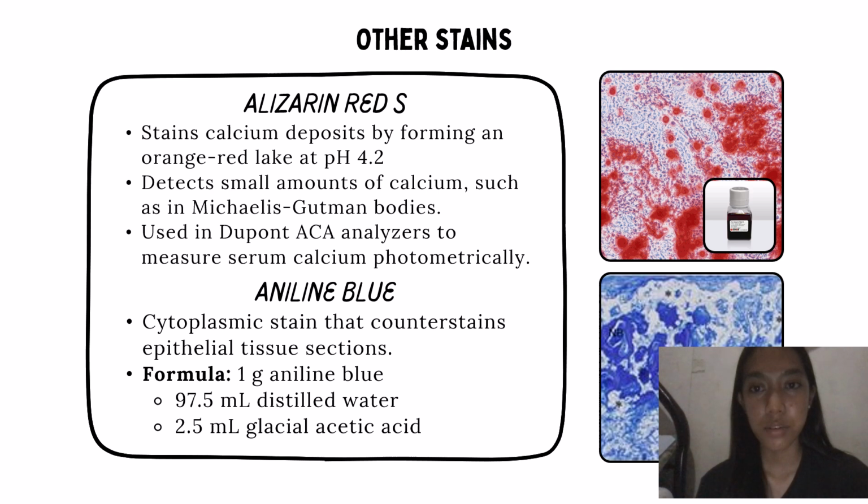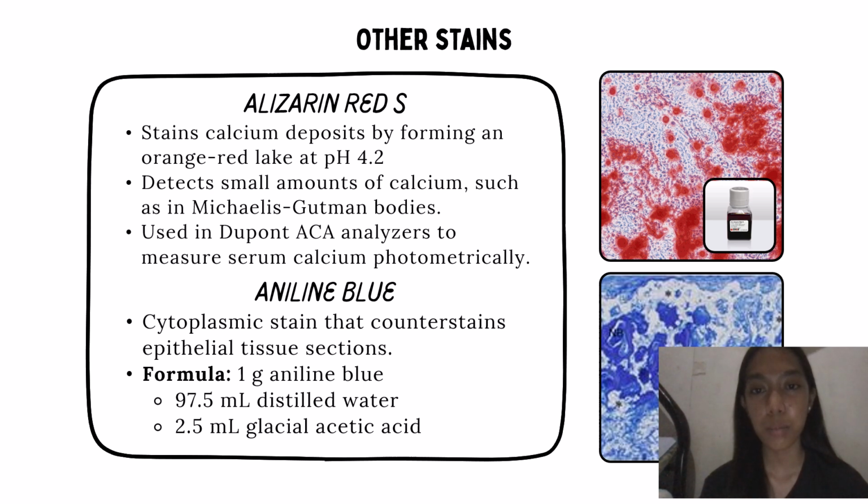Eighth is alizarin red S, which is used to stain calcium deposits, forming an orange-red lake at pH 4.2. It is particularly effective in detecting small amounts of calcium, such as in Michaelis-Gutmann bodies, and is also used in photometric serum calcium measurement methods like in DuPont ACA analyzers.